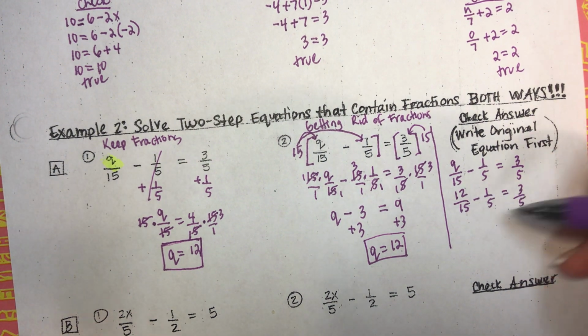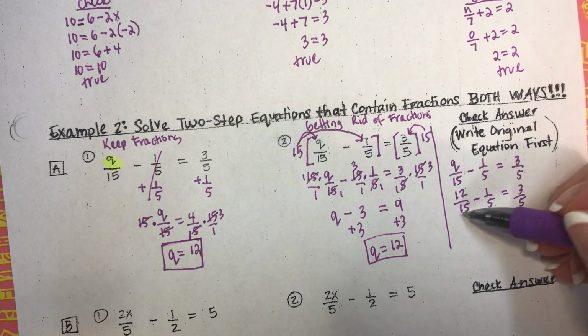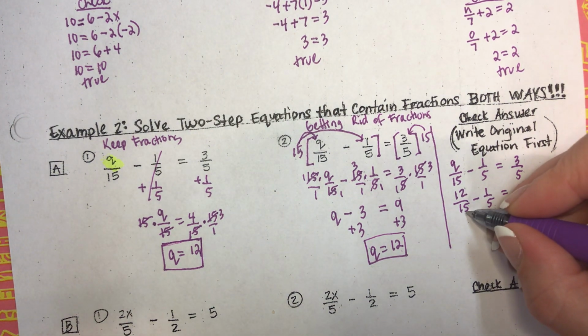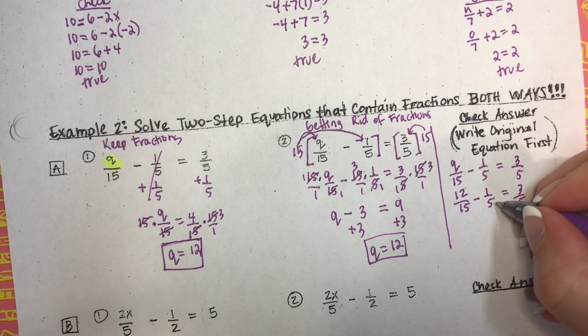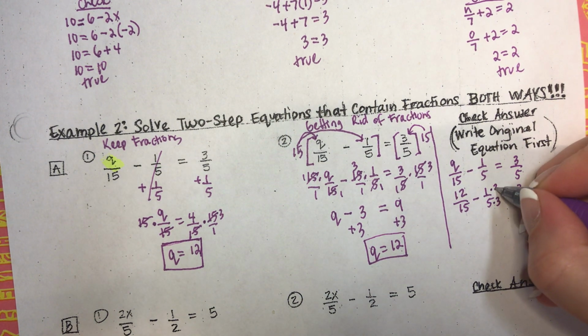But I have to do this problem, so I'm subtracting, and I have two different denominators, so I need to get the same denominator. So the common denominator between 15 and 5 would be 15. So this is already 15, so we're good. I need to multiply this 5 by 3. 5 times 3 is 15. Whatever you do to the bottom, you have to do to the top.